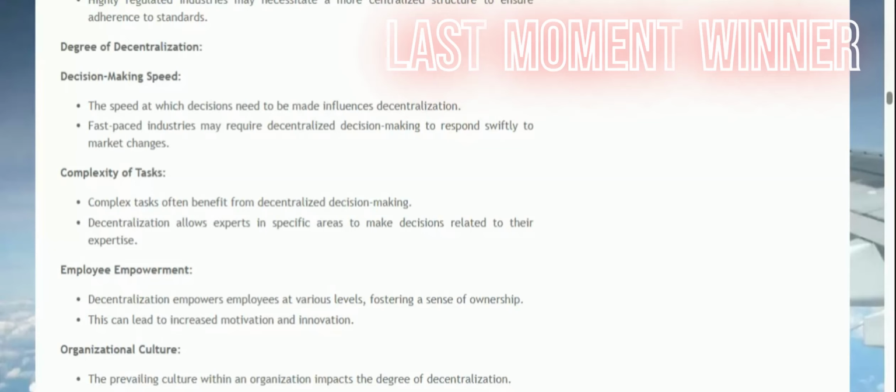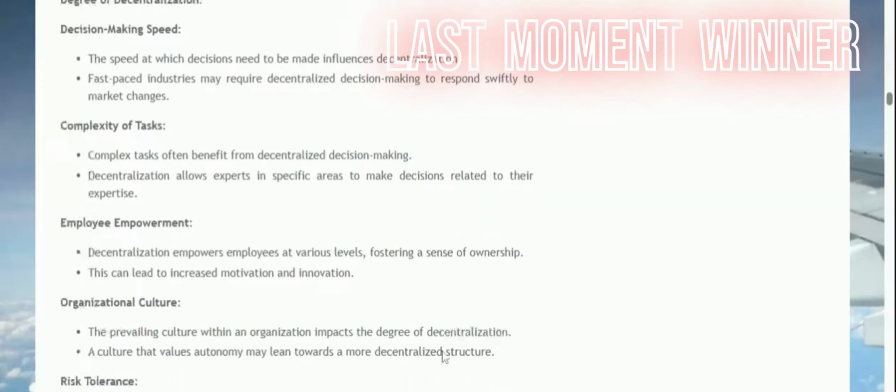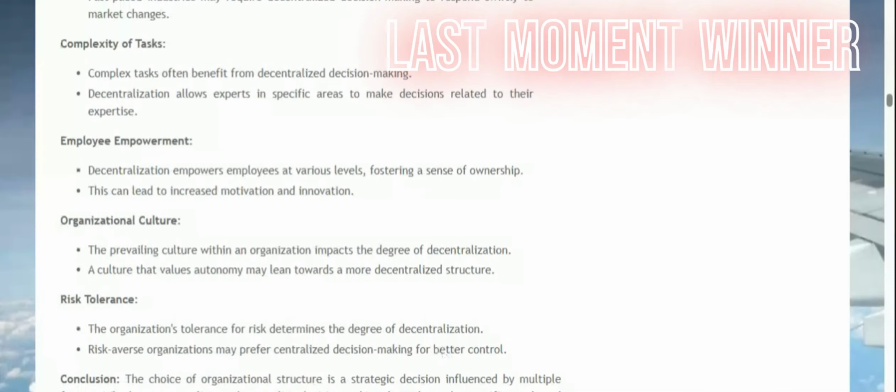Conclusion: the choice of organizational structure is a strategic decision influenced by multiple factors. Whether to centralize or decentralize decision-making depends on the specific needs and context of the organization. Striking the right balance ensures efficiency, adaptability, and optimal utilization of resources in line with organizational goals and external demands.